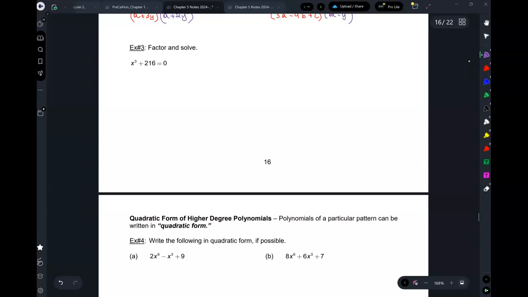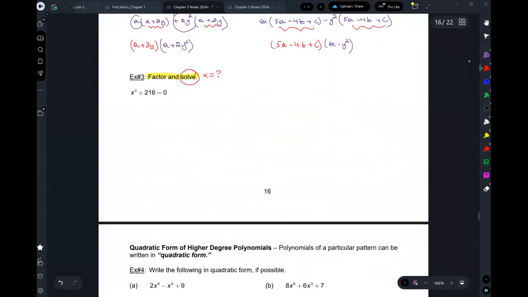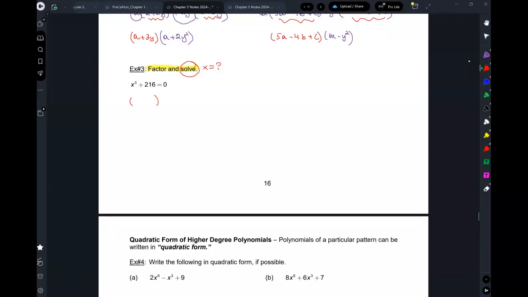Okay. So now it says factor and solve. When you hear the word solve, you want to find an x value. So do you notice how these are both perfect cubes? 216 is 6 cubed. So here I get x plus what? X plus 6. And then here I'm going to get x squared. Okay, so look at the instructions. It says to factor and solve, but we'll come to that.